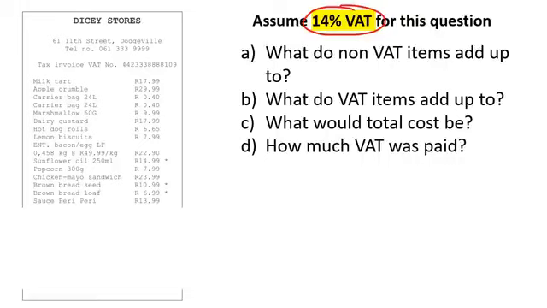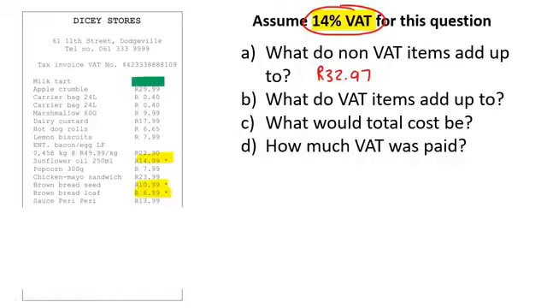Okay, so it says, what do the non-VAT items add up to? So non-VAT items is all the ones with stars. I'm just making sure that that's everything. So you add all of those together, and you get 32 Rand and 97. 32 Rand 97. Then it says, what do the VAT items add up to?